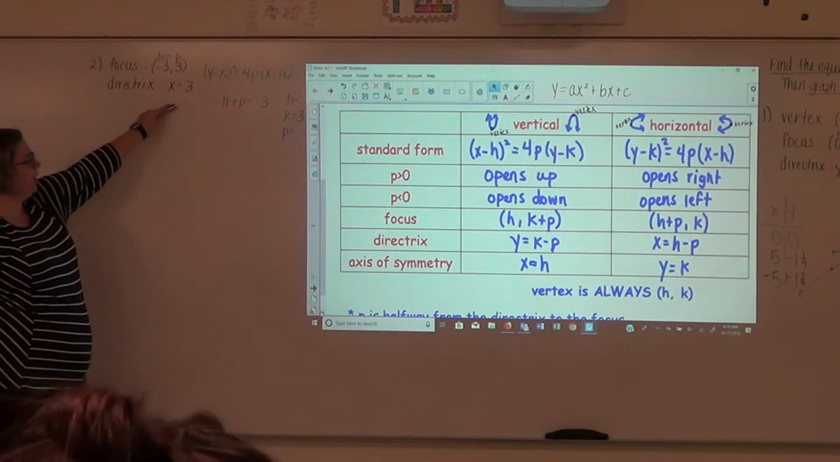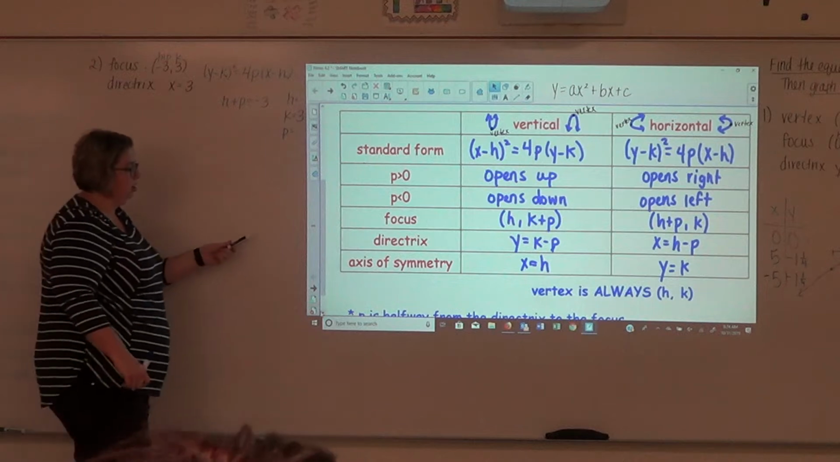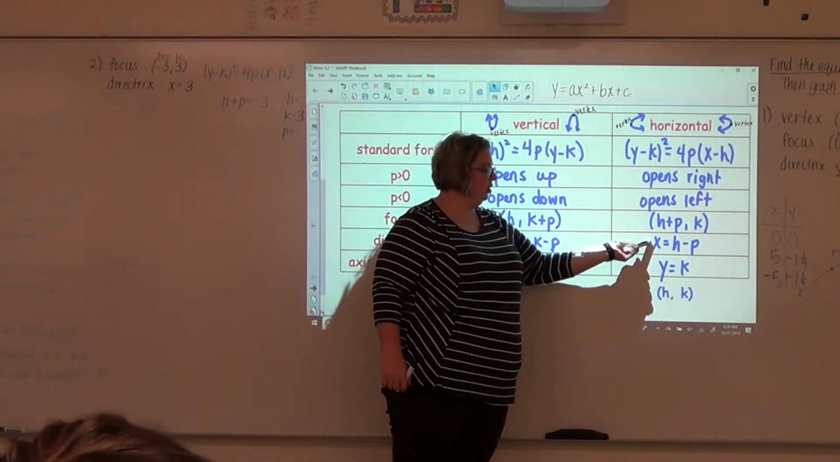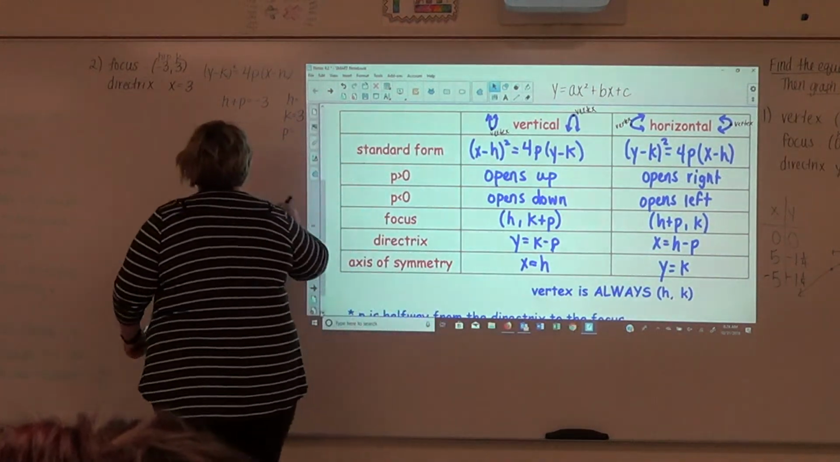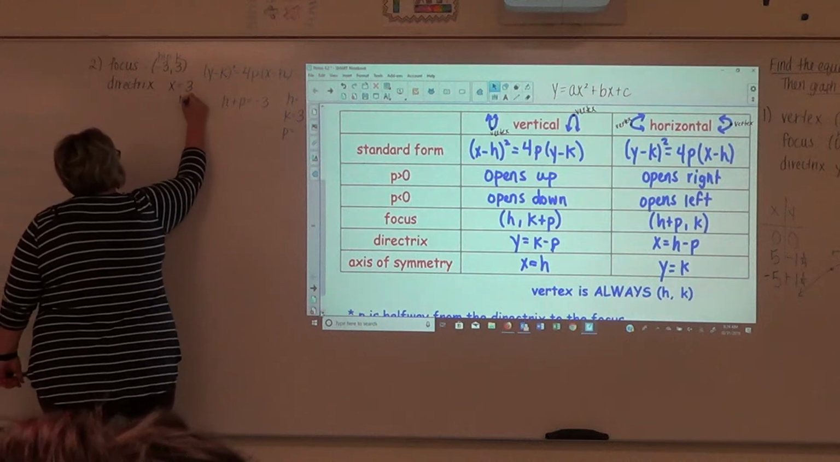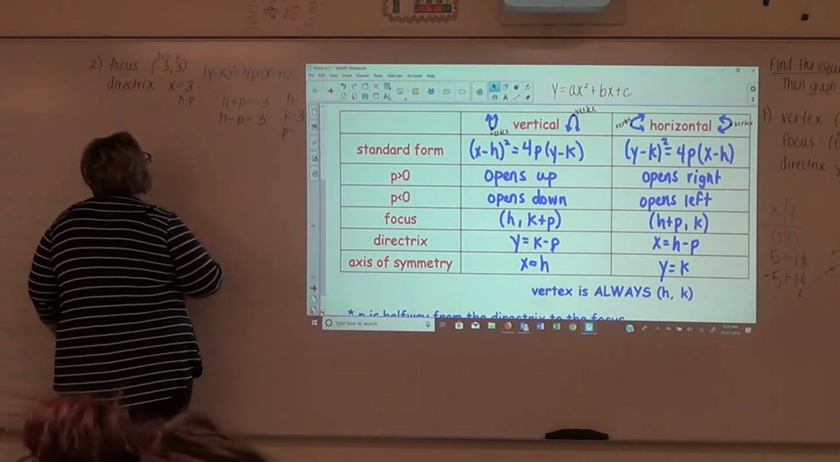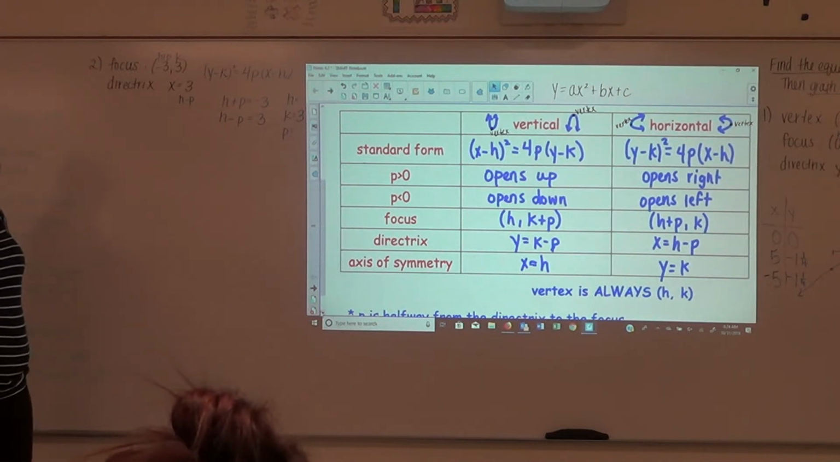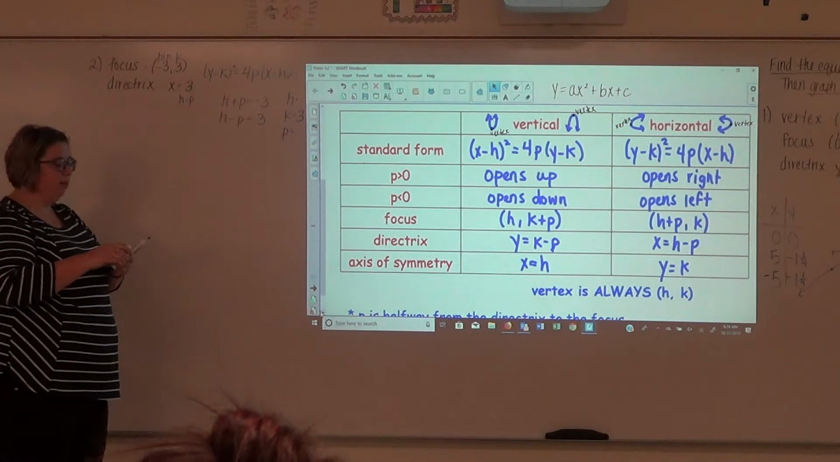Okay, but what about my directrix? If my directrix is x equals 3, what's the formula for my directrix? X equals h minus p. So I know that this is h minus p. So I know that h minus p equals 3. And I know you guys just took a test over the systems of equations. You have 2 equations, 2 variables.